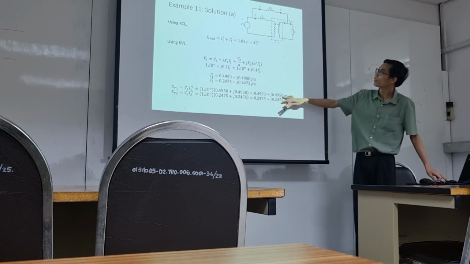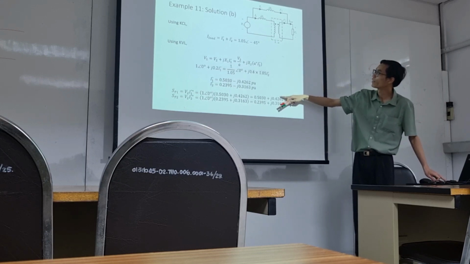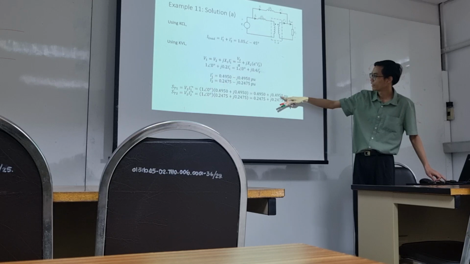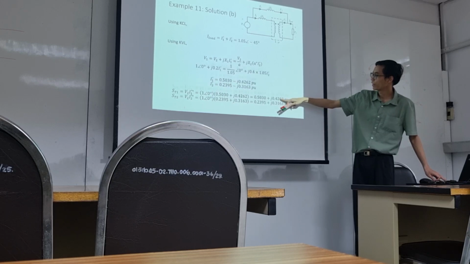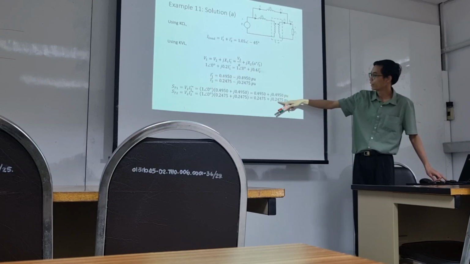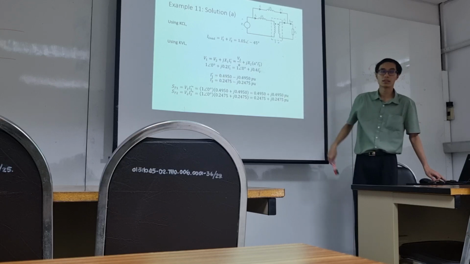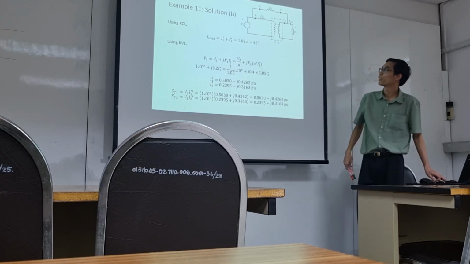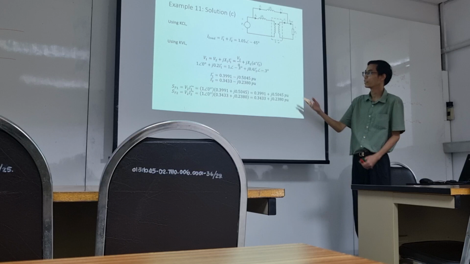Oh, sorry. It's just compare A with B, okay? 49 and then 42, 31 and 24. You can see the relative power change. Then this is another one.